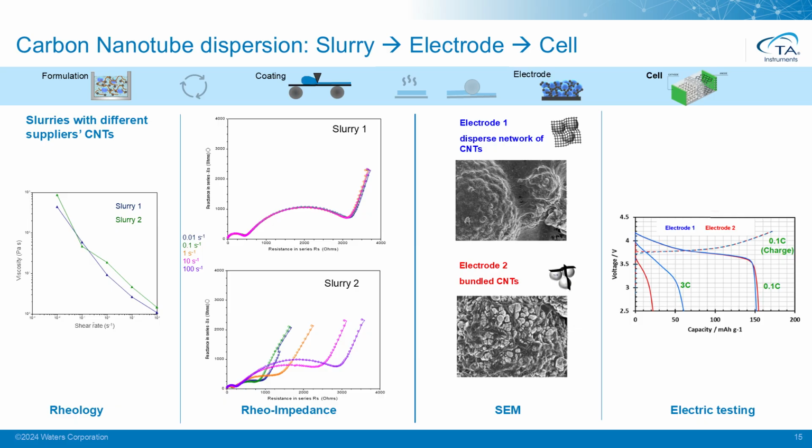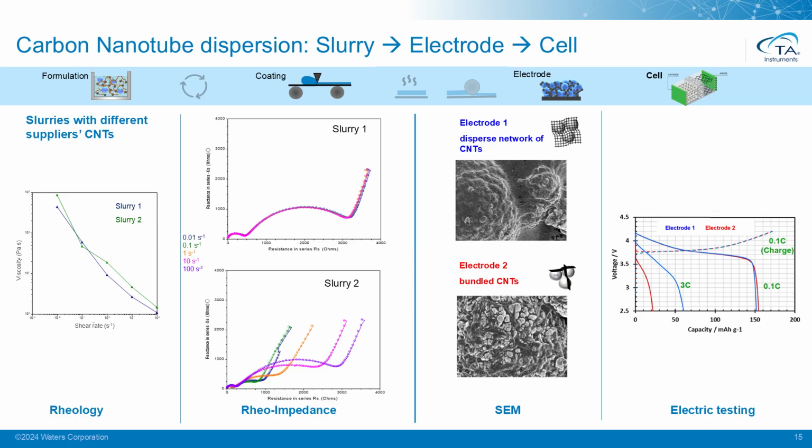Whereas for slurry 2, we can see that with increasing shear rate during the test, these curves shift to higher resistances. So there is something happening in the structure of the carbon nanotubes during the shearing. And this was also proven after we made electrodes out of these different slurries and took SEM pictures. For electrode 1, we can see a very dispersed network of the carbon nanotubes, but for the sample made from slurry 2, we see only bundled CNTs, which indicate a very bad conductive network.